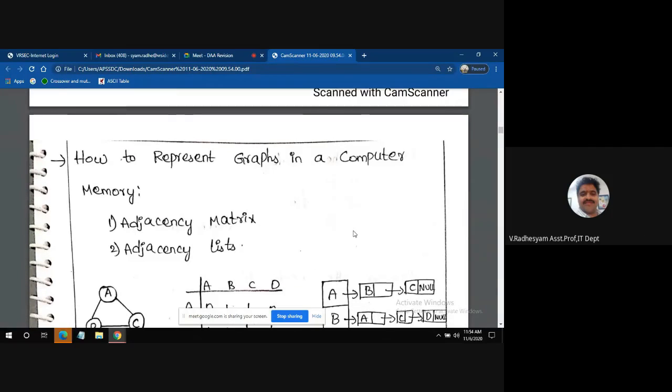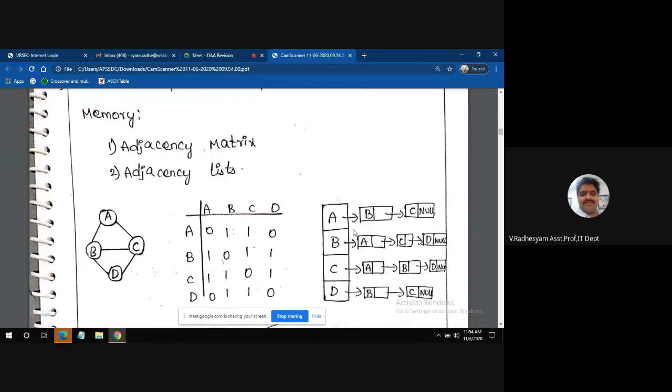So how can a graph be represented in computer memory? A graph can be represented in computer memory in two ways. One is the adjacency matrix, another one is the adjacency list. Here you see A, B, C, D vertices. If there is an edge between A and B, it is represented by 1. If there is no edge between two vertices, then the corresponding value will be 0. Suppose D and A: there is no direct edge between D and A, and A and D also has no direct edge, so it is 0. Otherwise, it is represented with a 1.